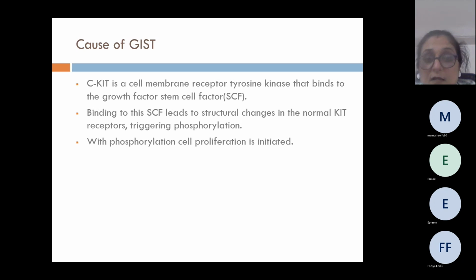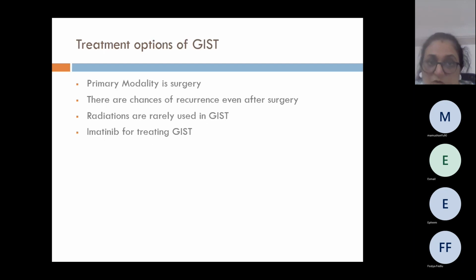So c-KIT is a cell membrane receptor tyrosine kinase that binds to the growth factor stem cell factor, that is SCF. Binding to this SCF leads to structural changes in the normal KIT receptors, which triggers phosphorylation. Through this phosphorylation, cell proliferation is initiated. So the c-KIT protein will attach itself to the growth factors and basically trigger the phosphorylation, and if phosphorylation is triggered, then cell proliferation takes place. So this is what is happening in GIST.